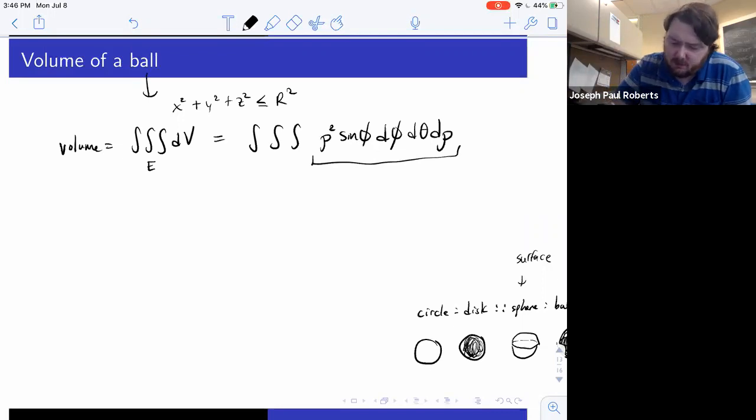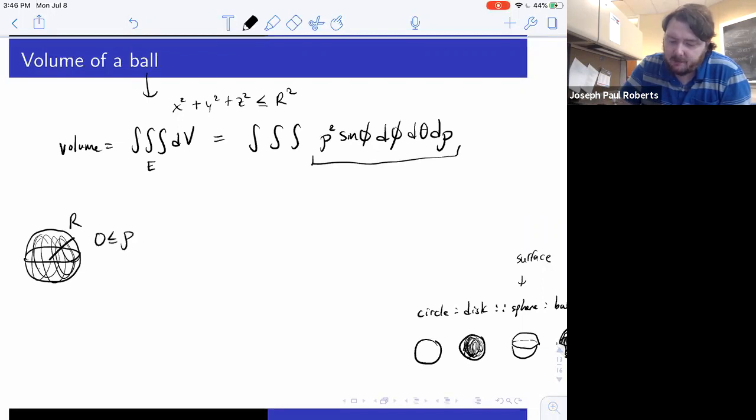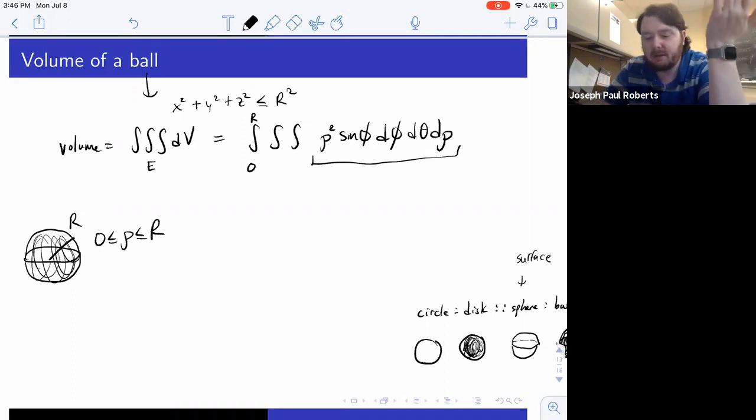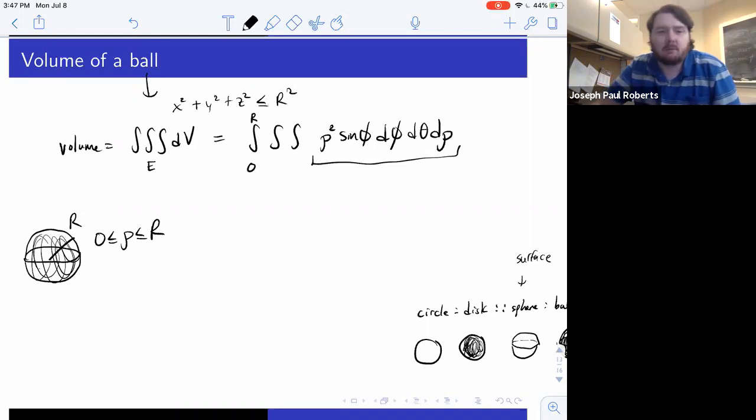Okay, and so I guess the question then is, we need to give spherical bounds for this solid ball. And remember, rho was never negative. So this ball basically consists of points between 0 and R away from the origin. So our rho bounds are going to be 0 to the radius, which is the square root of R squared, which is capital R. Just think of capital R as a number.